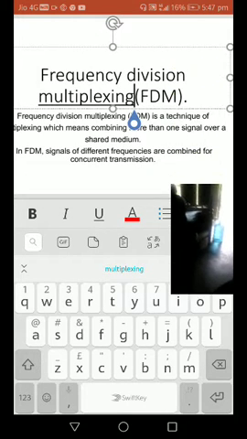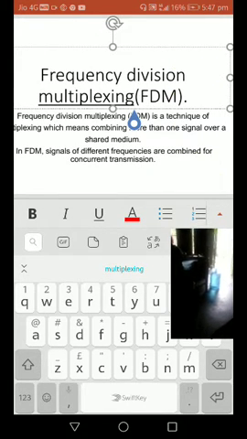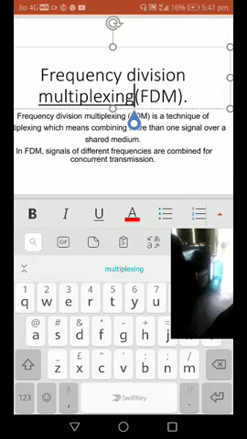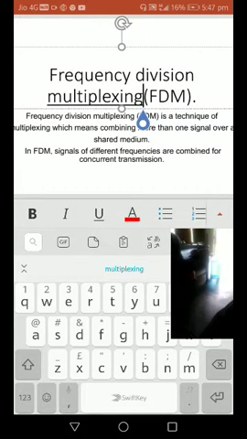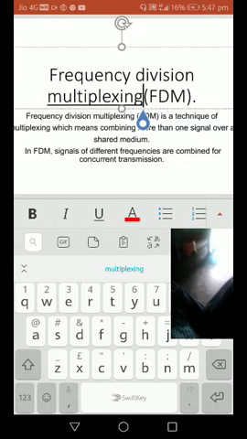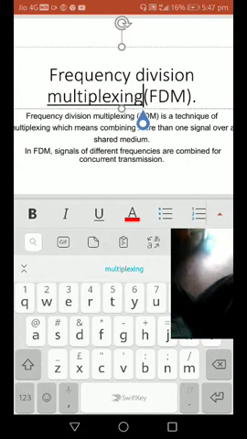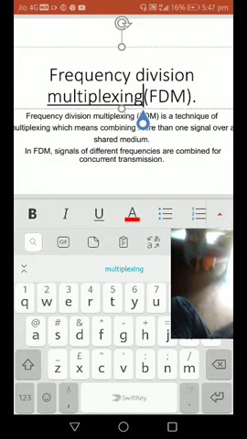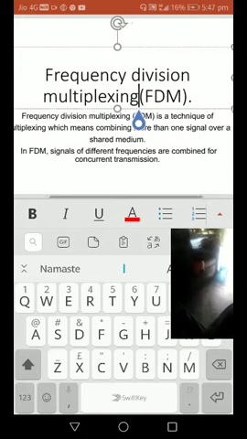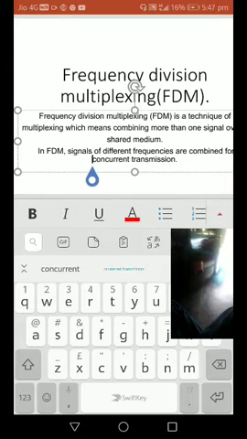Next topic is frequency division multiplexing, FDM. Explanation with block diagram of frequency division multiplexing. How to multiplex in FDM, and the concept of frequency division multiplexing.